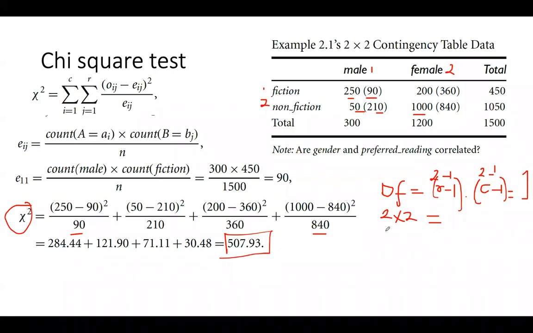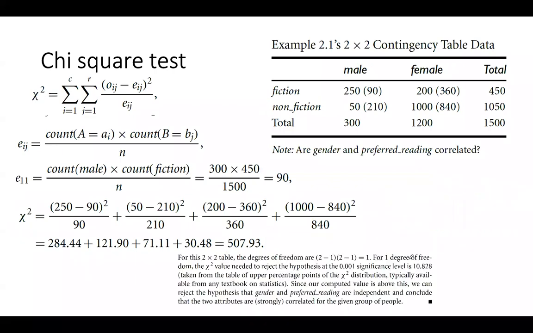If you have a statistics background, if you took a statistics class, then you realize that when we look at the degrees of freedom and find the value for the chi-square, we'll find that it's 10.828, okay? Then we compare with the value that we found, 507.93. This is far greater than what we have here.